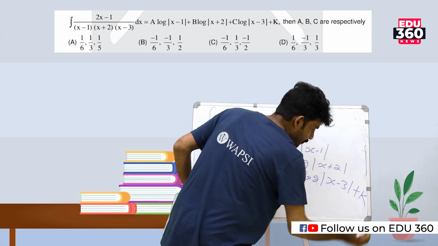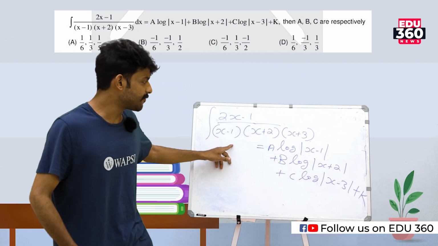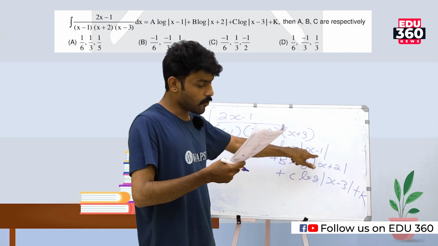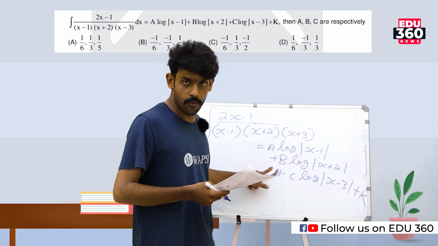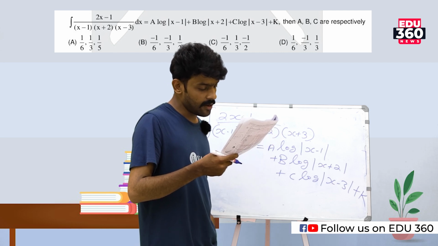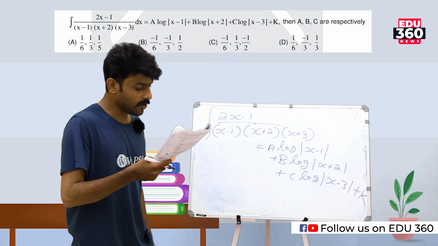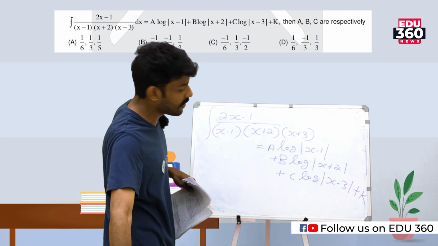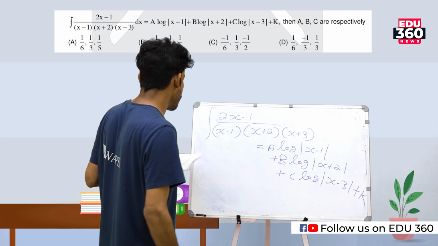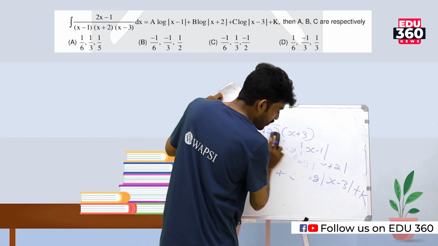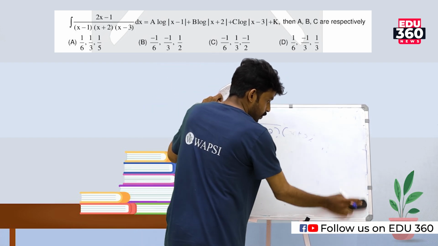Okay, so this is the left hand side, this is the right hand side. The right hand side is a log mod x minus 1 plus b log mod x minus 2 plus c log mod x minus 3 plus k. So hereafter we can consider the left hand side. We are going to differentiate with respect to x.